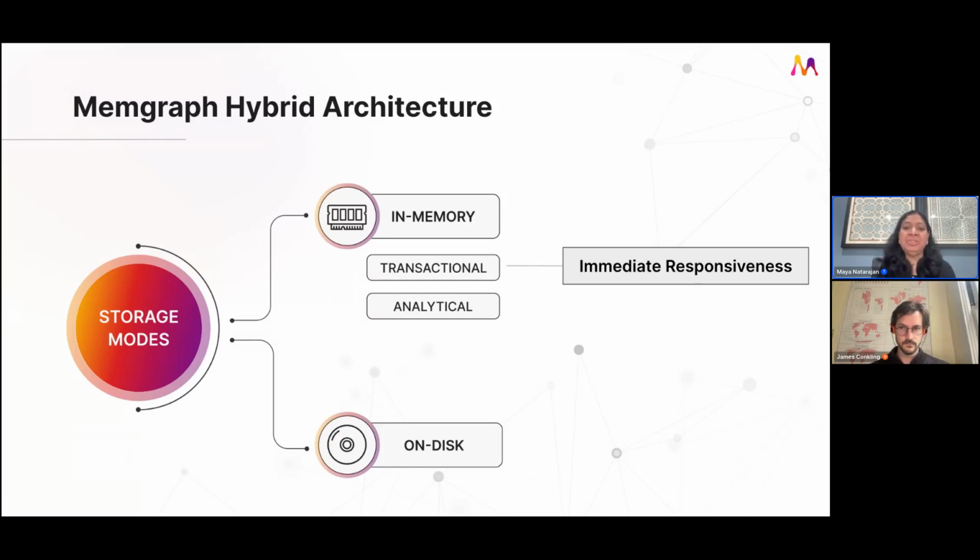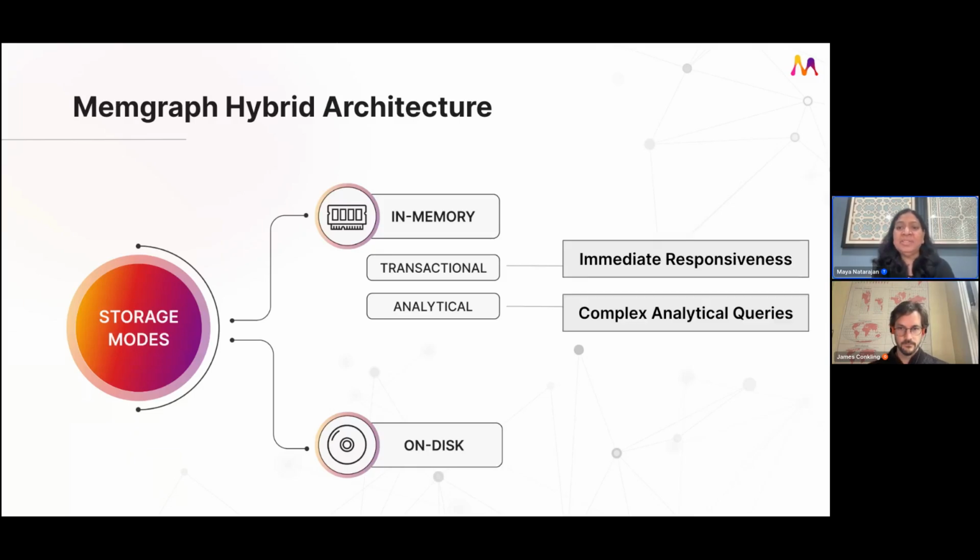First is the in-memory transactional mode that's used for applications requiring immediate responsiveness. This storage mode offers all ACID guarantees. Write-ahead logging, or what are called WAL files, and periodic snapshots are created automatically, and snapshots can also be created manually. The benefit of this mode is that it provides high performance with minimal latency. However, this mode is limited to available RAM, so it's not conducive for extremely large data sets.